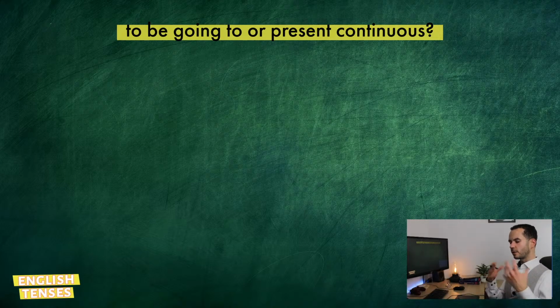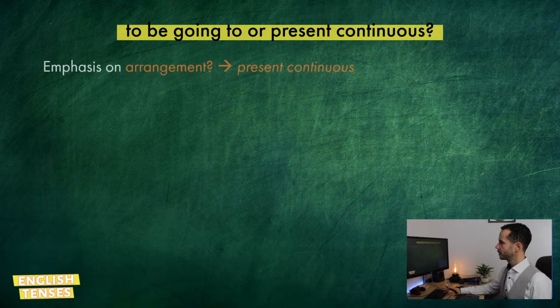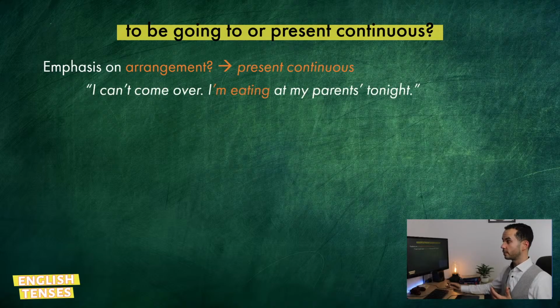So let's round off with one final question. When do you use to be going to, and when do you use present continuous? Do you want to put emphasis on an arrangement? Use present continuous. For example, I can't come over, I'm eating at my parents' tonight.